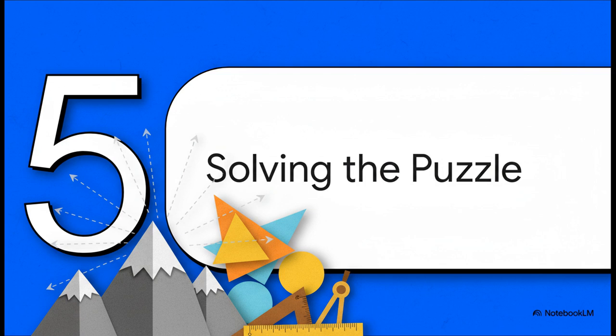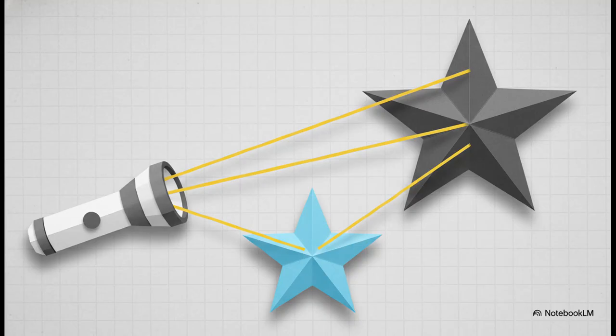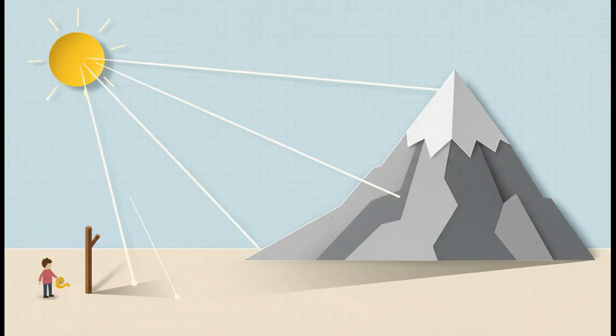Okay, so now that we are experts on the two rules of similarity, let's bring it all the way back to that impossible problem. How does this help us measure a mountain? Well, think about shadows. If you have a light source, like the sun, and an object, the shadow it casts creates a triangle. Because the sun's rays are coming in at the same angle everywhere, the triangle made by the object and the ground is similar to the triangle made by its shadow and the ground. And that is the whole trick.